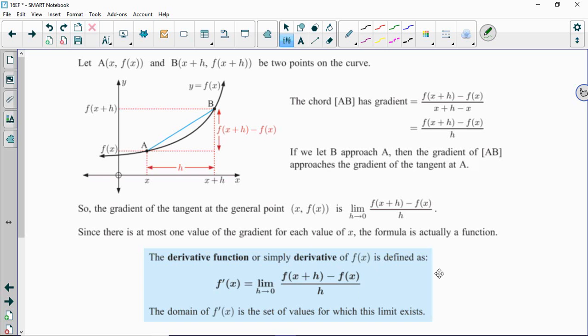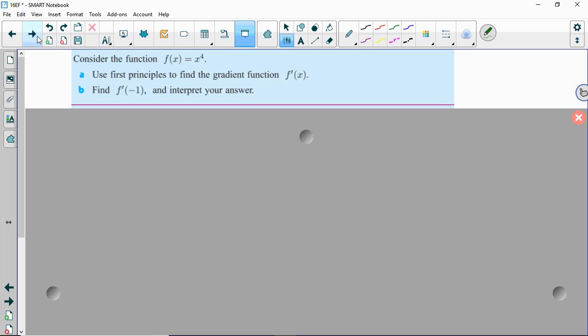And occasionally the IB does ask you to calculate derivatives of functions using first principles, and they will explicitly state that they want this particular method used, so you need to use this method and not any shortcuts that we're going to learn in the next chapter. So let's look at some of those.